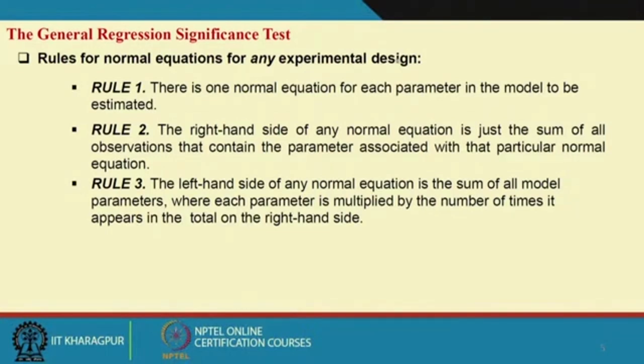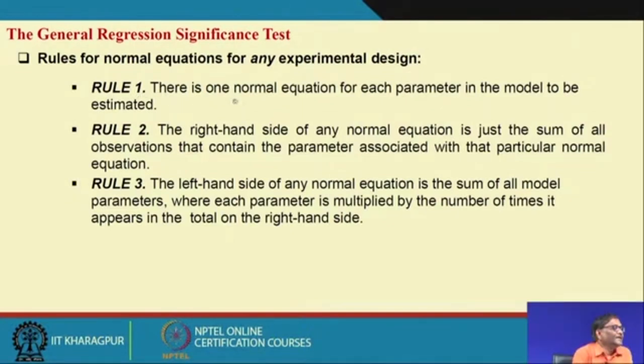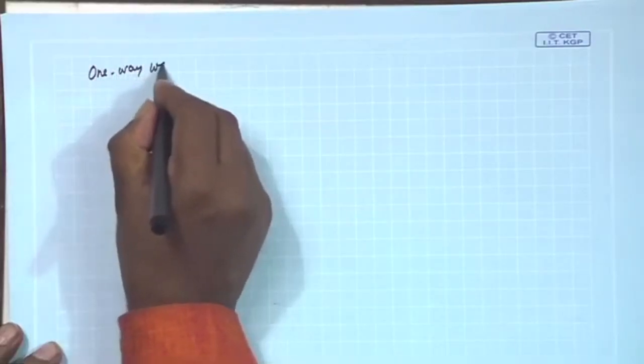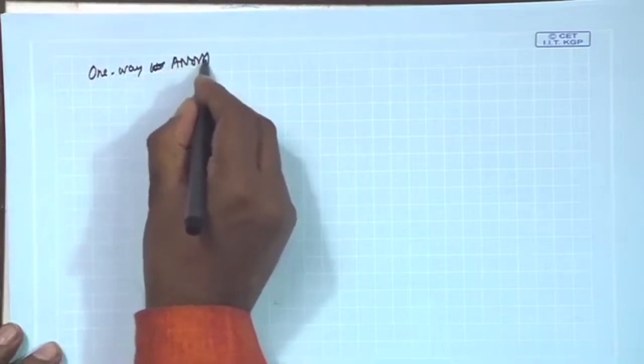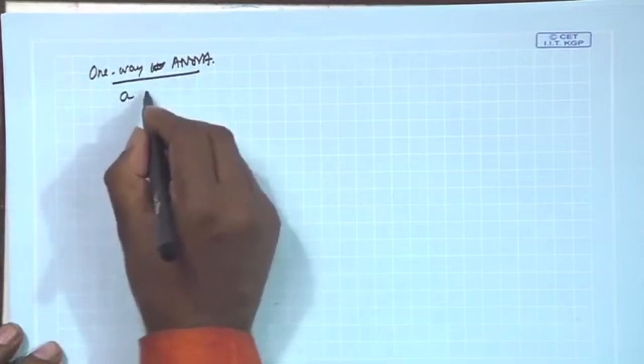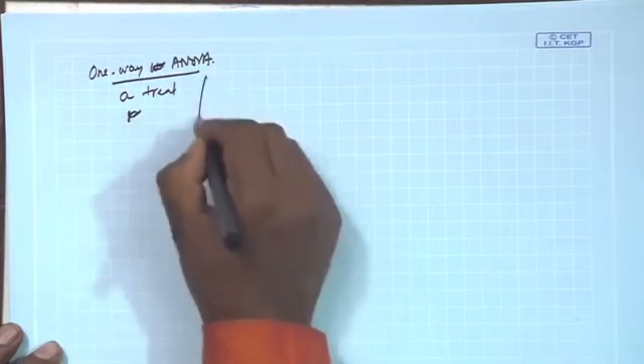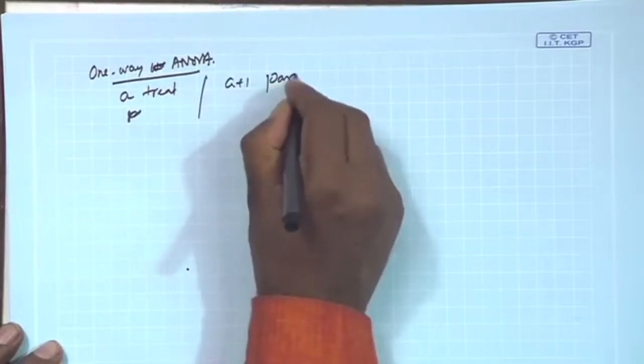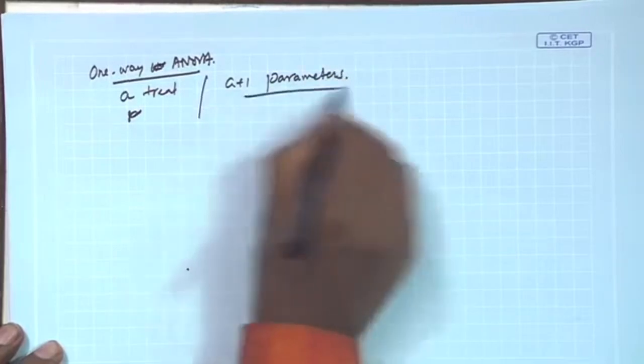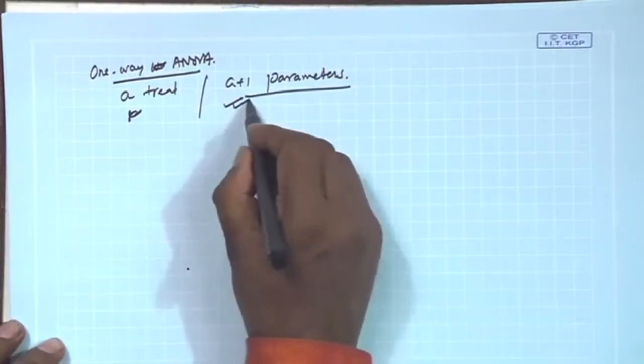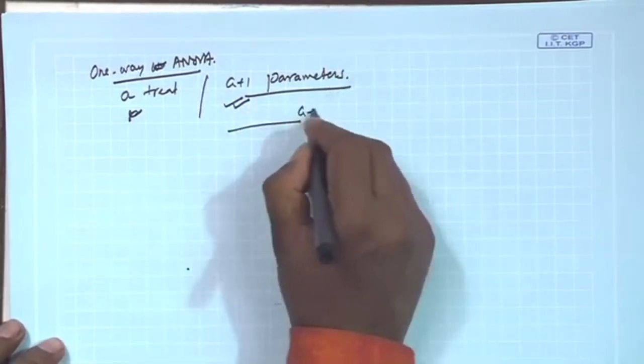Now, for the normal equations, there are three rules. Rule 1 is that there is one normal equation for each parameter in the model to be estimated. So in one factor, one way ANOVA, we have a treatment labels and the grand mean. As a result, a plus 1 parameters are to be estimated, as I told you. I am repeating the same thing: for every parameter there will be a normal equation, so a plus 1 equations will be there.